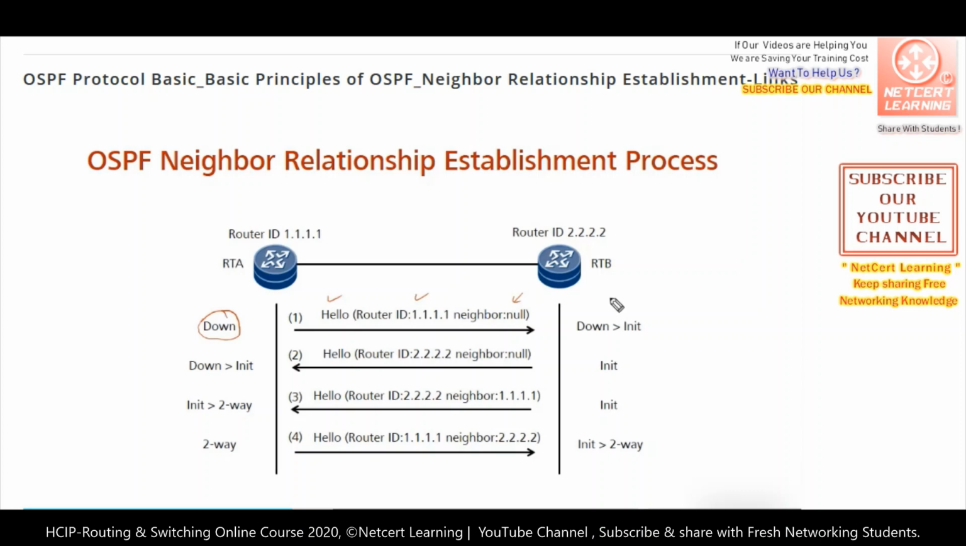Once router B receives it, router B turns itself from the down state to the init state. Router B, at about the same time, sends its hello packet to router A. Once router A receives a hello packet from router B, it will also go into the init state. Now, about the same time, router B, remember that in the first step router A sent the hello, and router B upon receiving this hello will put 1.1.1.1 in the neighbor list and send it to router A. So router A, upon receiving this hello packet, will change from the init state to the two-way state.